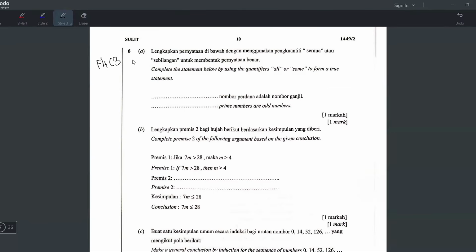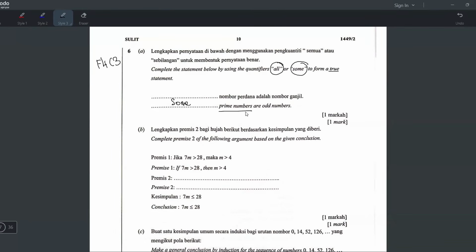Okay, so 6a. Complete the statement below by using quantifier all or some to form a true statement. So you want to make it into a true statement. So all is semua, some is sebilangan. Okay, all prime numbers are odd numbers ataupun some prime numbers are odd numbers. Okay, actually some prime numbers are odd numbers.